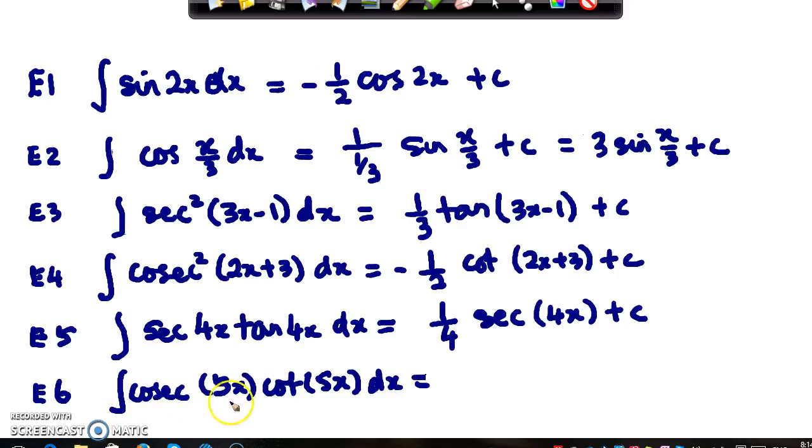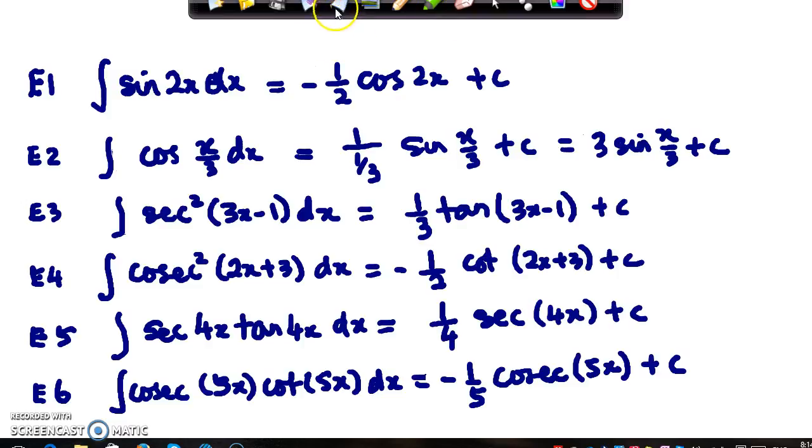Similarly, for the next one, cosecant cotangent is related to secant tangent. Differentiate the angle, 5x is 5, so 1 over 5. And cosecant, instead of secant, is cosecant 5x plus c. Notice that the function starts with the letter c, therefore we need to have a negative sign. So that finishes the first 6 examples.